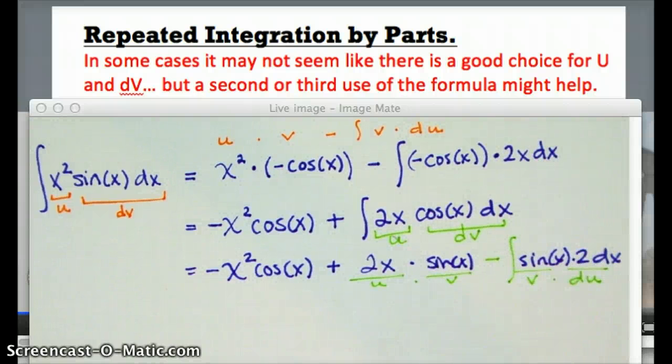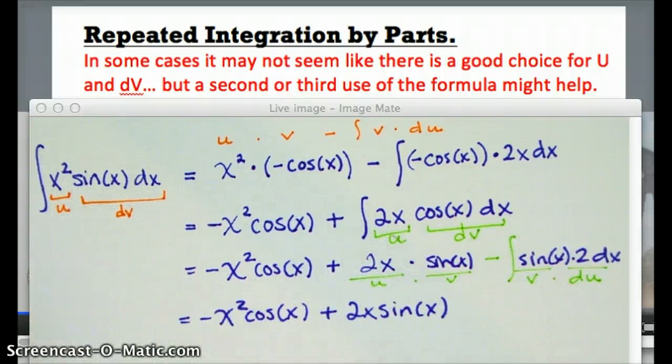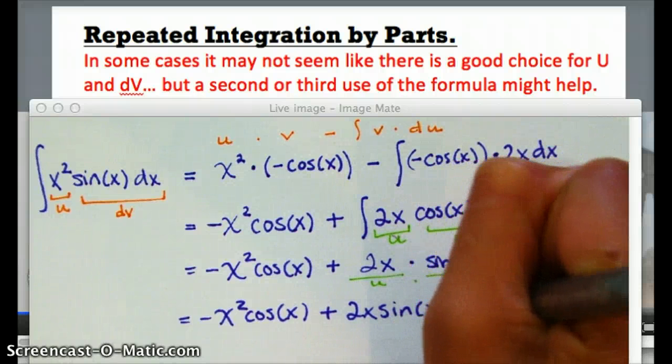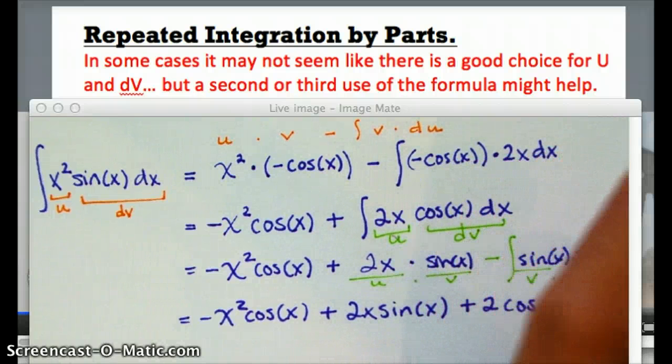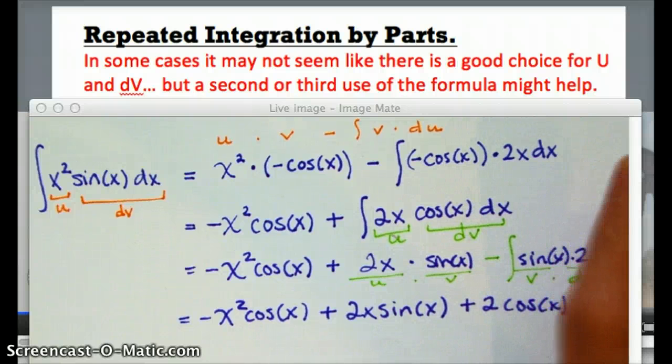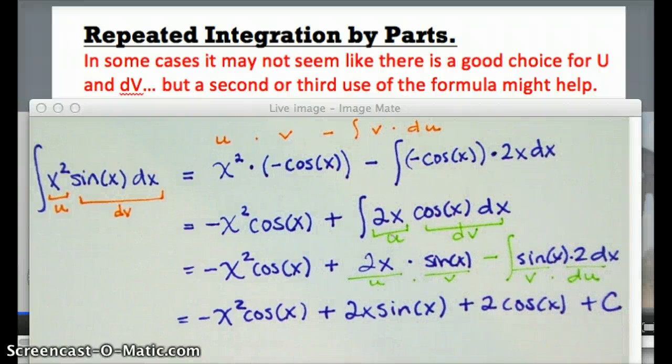And now we have an integral that we can solve. This middle term is just another term in our answer, so I'm going to bring everything down. And the integral of 2 times sine of x is just negative 2 cosine of x. Along with that negative right there means I'm going to have plus 2 cosine of x. And don't forget, plus c. And that's your final answer.